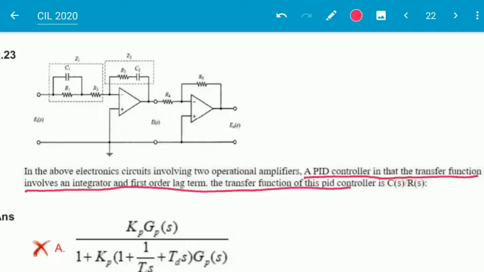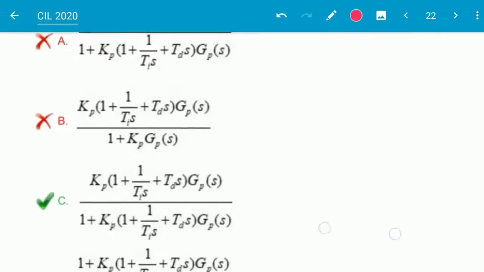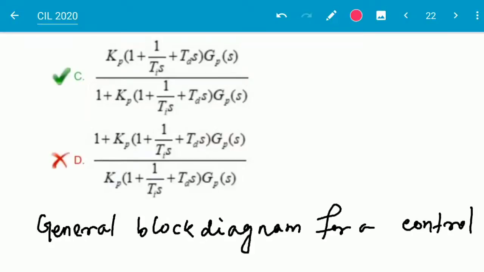So now, as nothing else is given and only the transfer function of the PID controller is being asked, we have nothing to do with this circuit. This is only to confuse a person. There is nothing to do with this circuit. Let's have a proper look at the options and how we can calculate the transfer function for a PID controller.